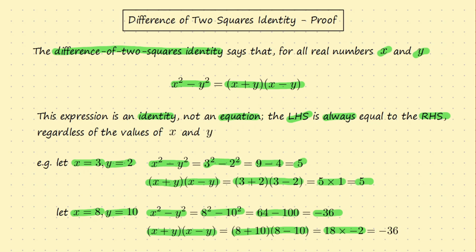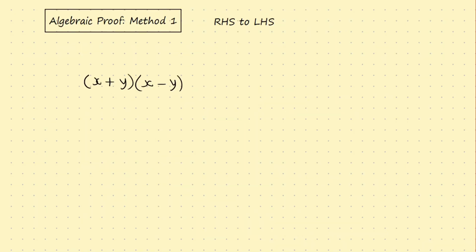Because the difference of two squares expression is an identity, not an equation, we sometimes write an extra line under the equals sign, like this, to show that that is the case. This is the first algebraic proof of the difference of two squares identity. We rewrite the right-hand side in the same form as the left-hand side.